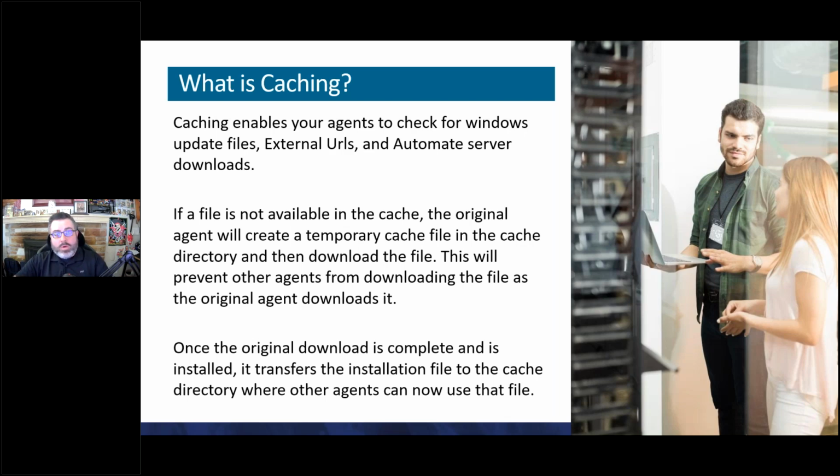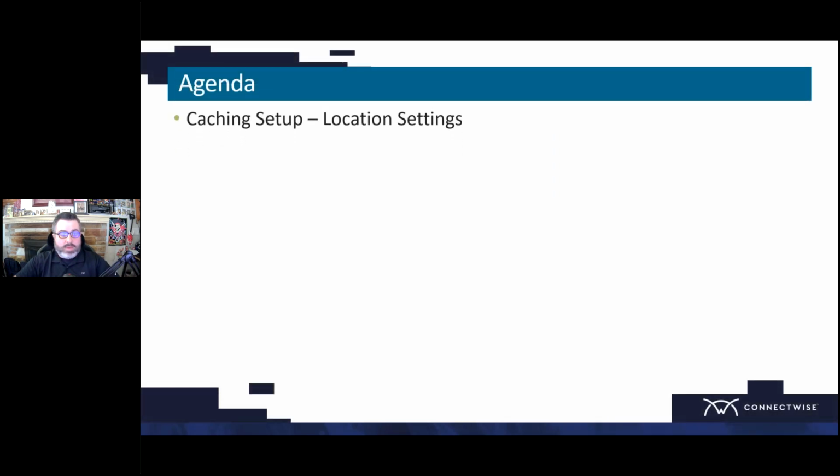So how does that all work? Well, we're going to take a look at that today. So the agenda to start out is we're going to set up caching on an agent or a client location within Automate. That'll first consist of setting up the share.